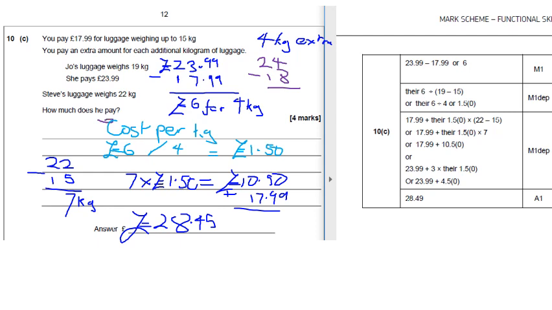Let's check it. So 1 mark for working out that she was paying £6. And then it's saying the 6 divided by the 4 is £1.50 there. And then adding on for, yeah, the 7 kilos there. Okay.